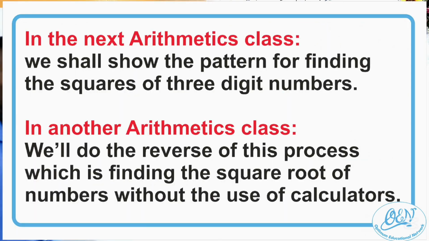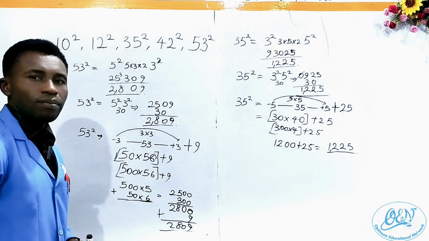So up next, we're going to do another class for 3-digit numbers and see how we go about it. And then we're going to do another class for the reverse of this process, which is the square root of numbers. So keep solving problems, don't run away from them.